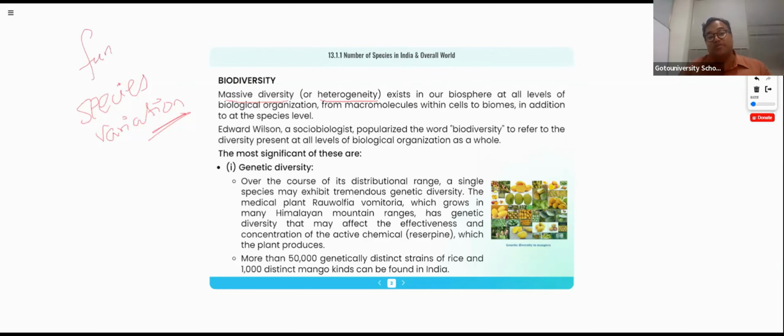Fungus is showing the massive diversity. Okay, fungus is showing the massive diversity more than bacteria and virus. If you're talking about the plant, which plant is showing the maximum diversity? Of course, algae is showing the maximum diversity of all the plants.